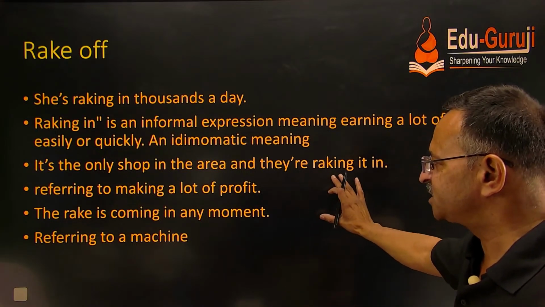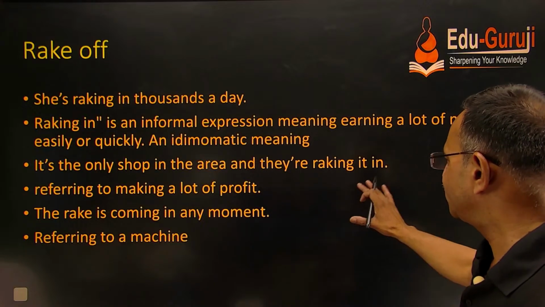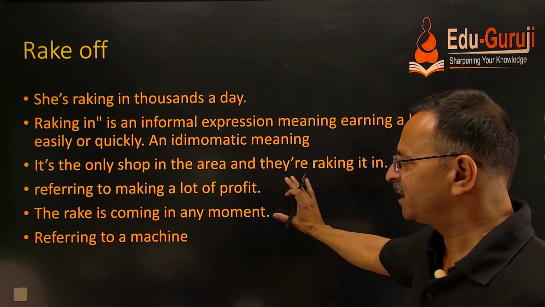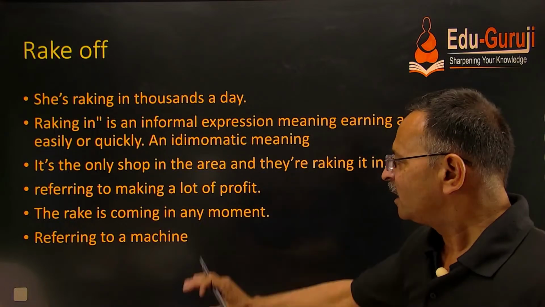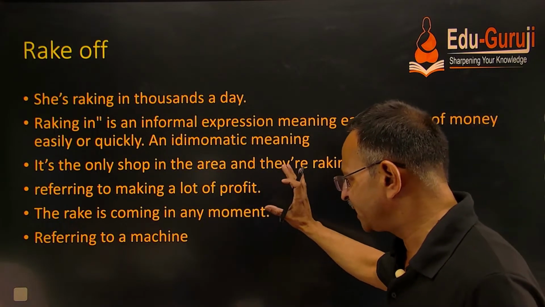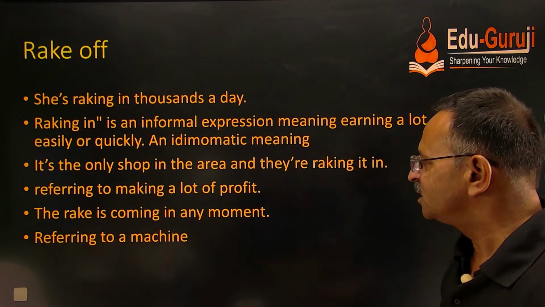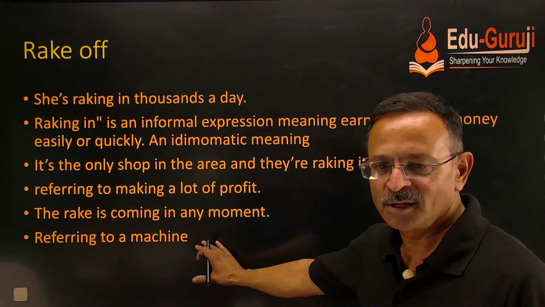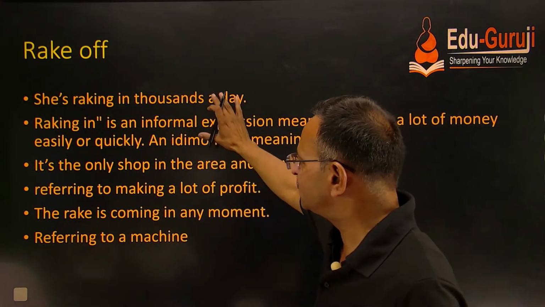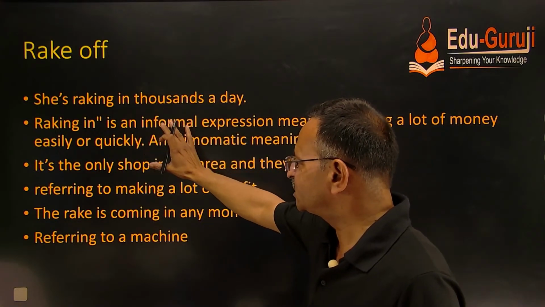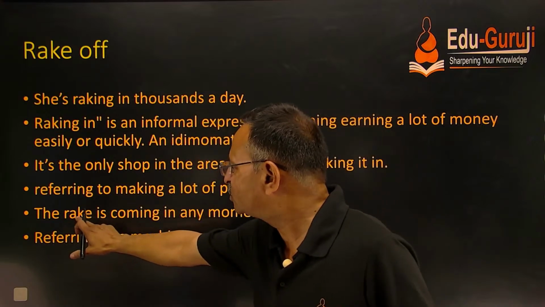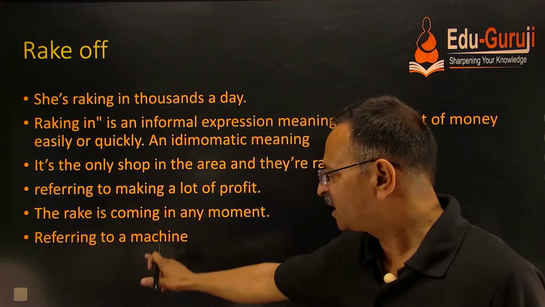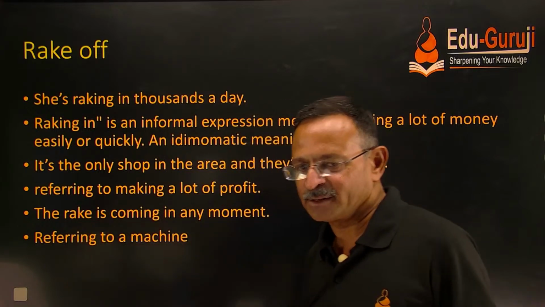The second is, it's the only shop in the area and they are raking it in. So again, raking here means making a lot of profit. Then the third one is, the rack is coming in any moment. So here it refers to a machine. So remember these three. Rack is being used as a verb, and also as a noun.